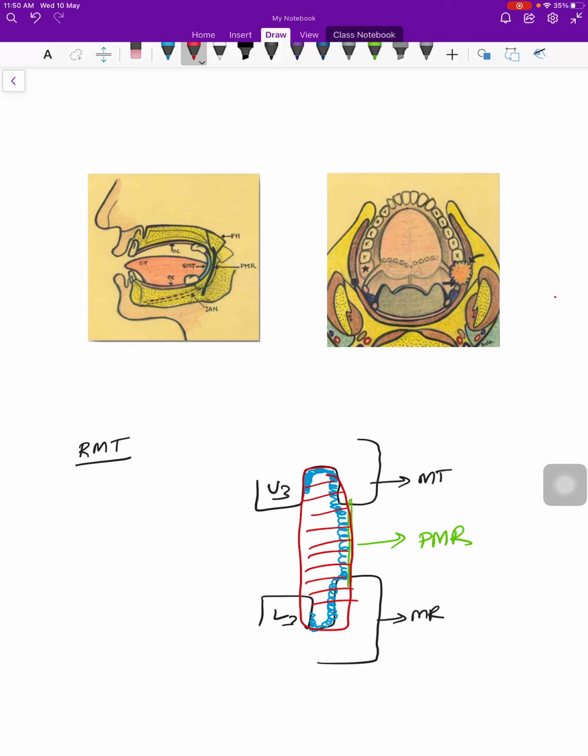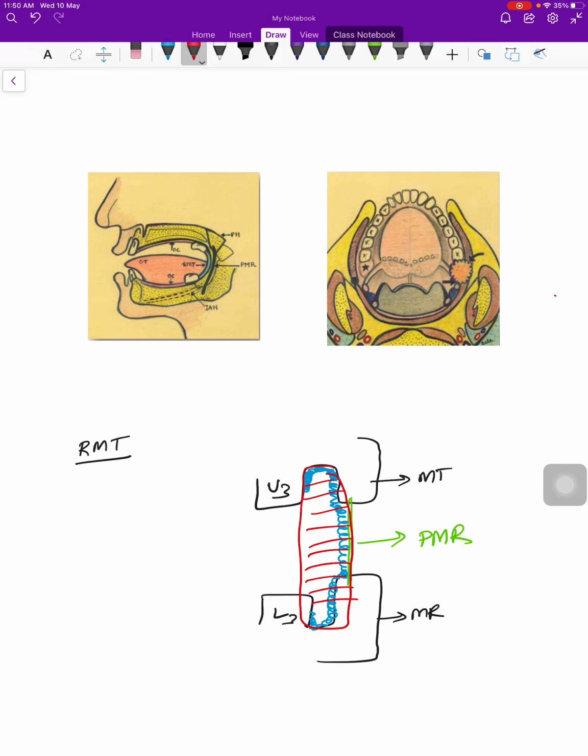It is not just the superior or the inferior part. This whole space is called the retromolar trigone, and there comes the important clinical significance: what if there is a lesion in the lower part of the retromolar trigone space? It can spread to the upper part of the retromolar trigone space with the help of this pterygomandibular raphe.